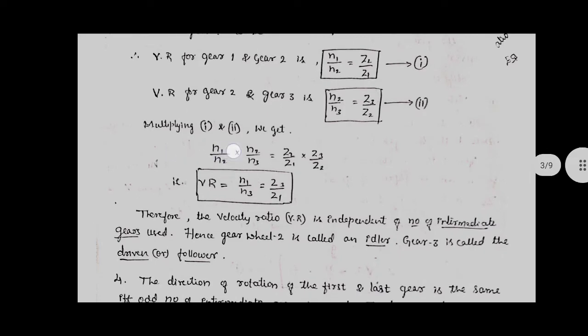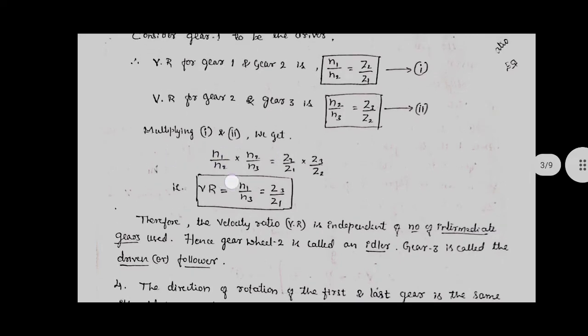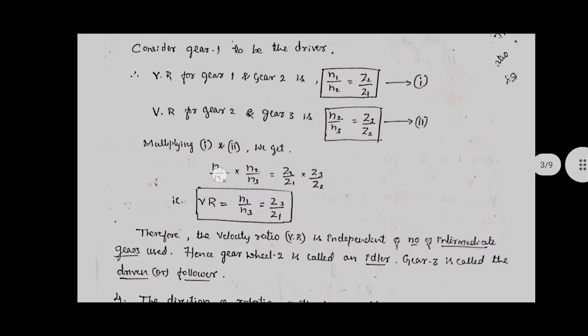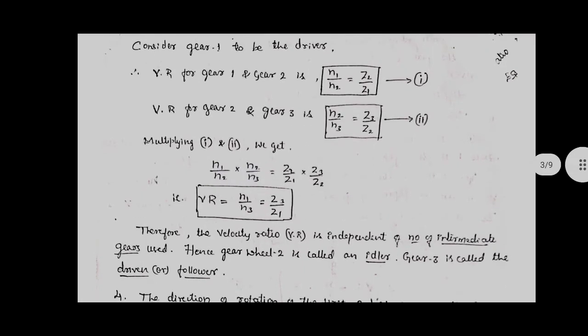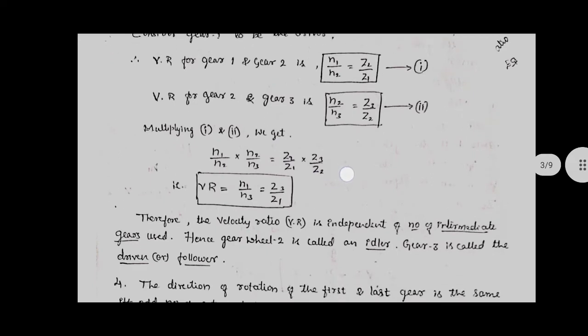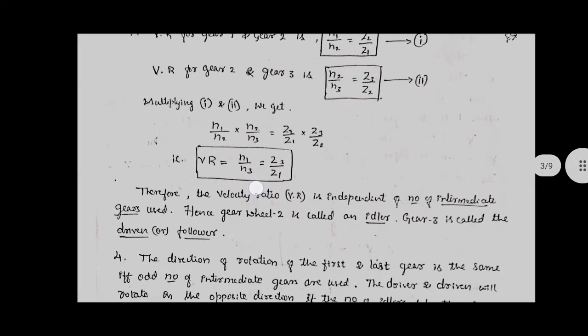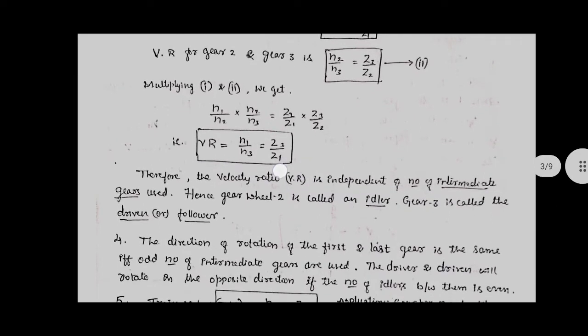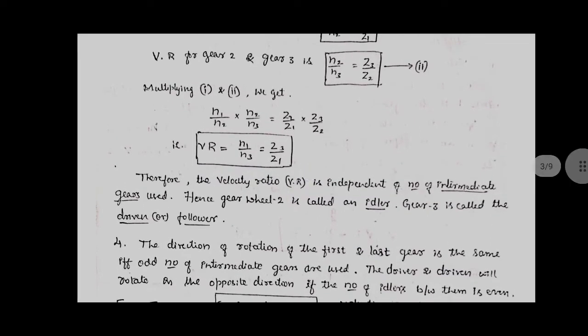Now multiply the two equations: N1 by N2 into N2 by N3 is equal to Z2 by Z1 into Z3 by Z2. The common terms can be cancelled out. N2 is common here, so you can cancel it, and Z2 is common here, so you can cancel it. The final equation you get is N1 by N3 is equal to Z3 by Z1. So this is the velocity ratio equation for the simple gear train.